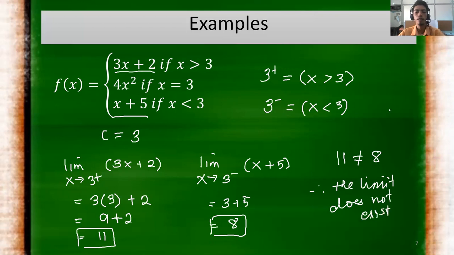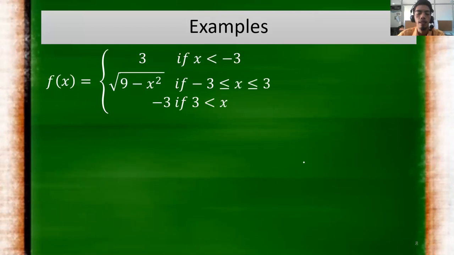Okay, the limit does not exist. Okay, next example. So if we have 3 if x is less than negative 3, square root of 9 minus x squared if x is in between negative 3 and 3, and negative 3 if x is greater than 3.